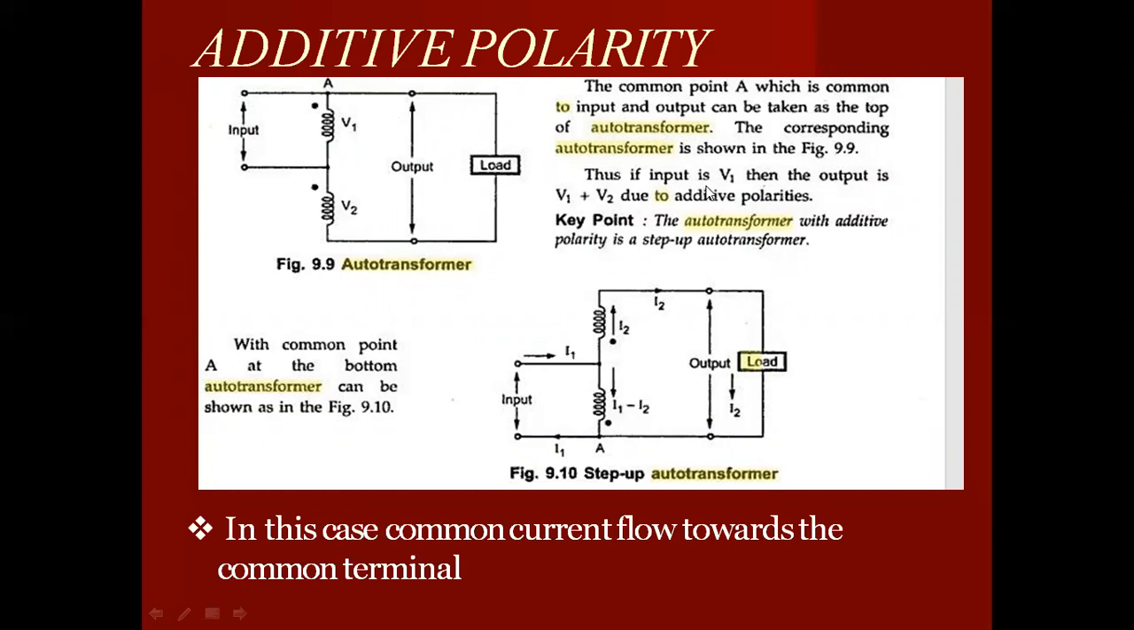So the input of the autotransformer is V1 and the output becomes V1 plus V2, the summation of the two, due to the additive nature. It is generally used for step up purposes of the autotransformer. In this case, the common current flows towards the common terminal. So the total output is V1 plus V2. It is additive in nature where the input is V1.